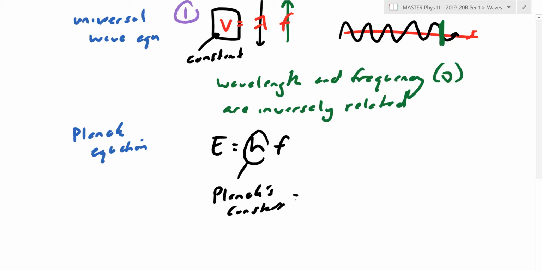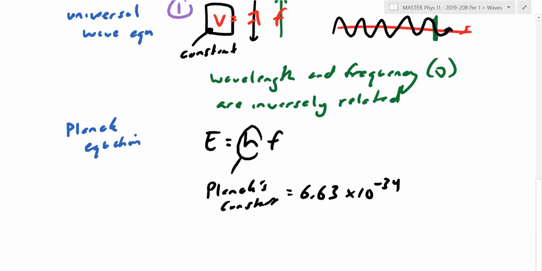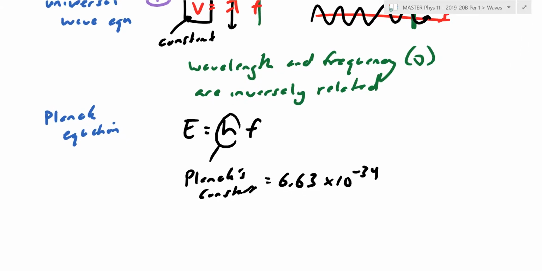And this one here turns out to be a very small number, 6.63 times 10 to the negative 34. In terms of units, frequency would have been measured in hertz. Frequency would be like seconds to the minus 1. It'd be like a per second. Energy, we've seen in the last chapter, is supposed to be in joules.